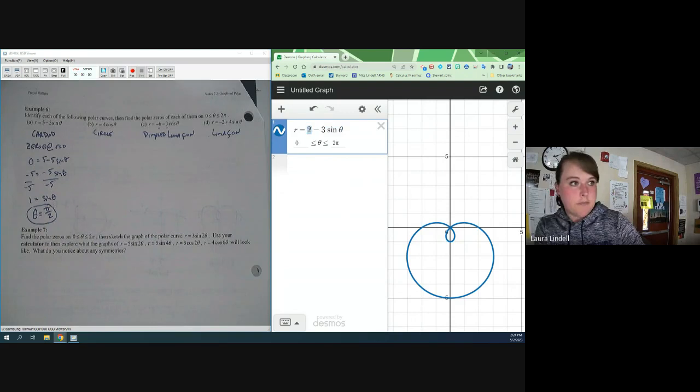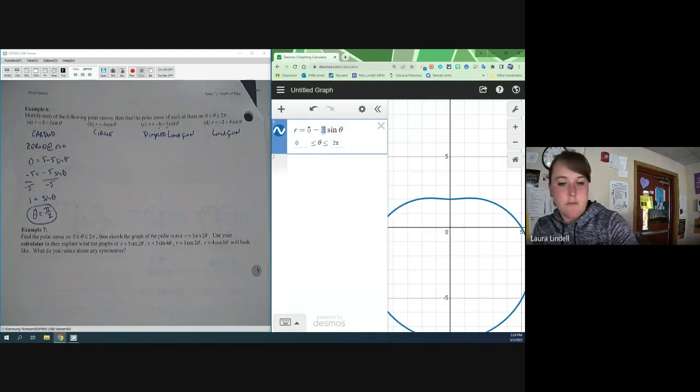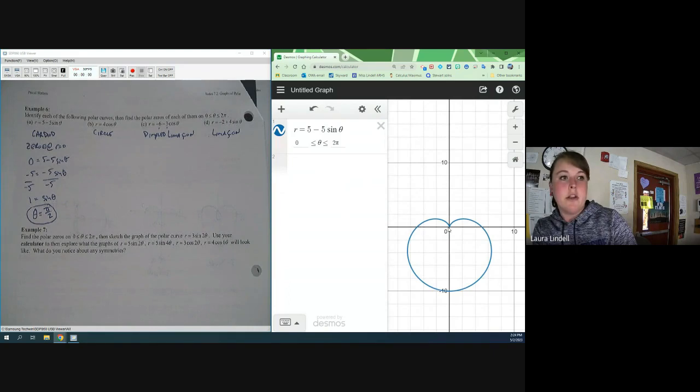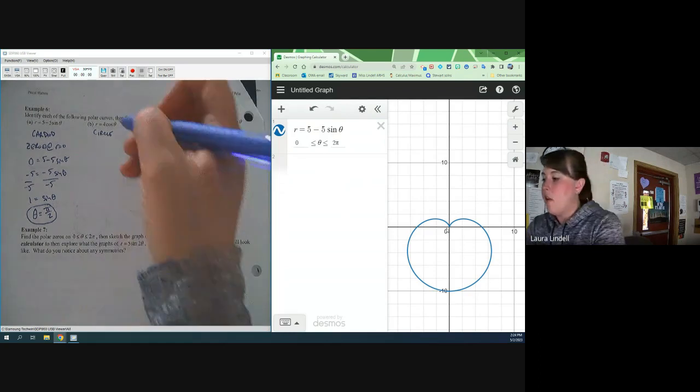Let's try it out. We had 5 minus 5 sine theta, and lo and behold, we do have a zero, and it's only one zero right here at pi over 2. Let's try it with the circle next. We do the same thing.